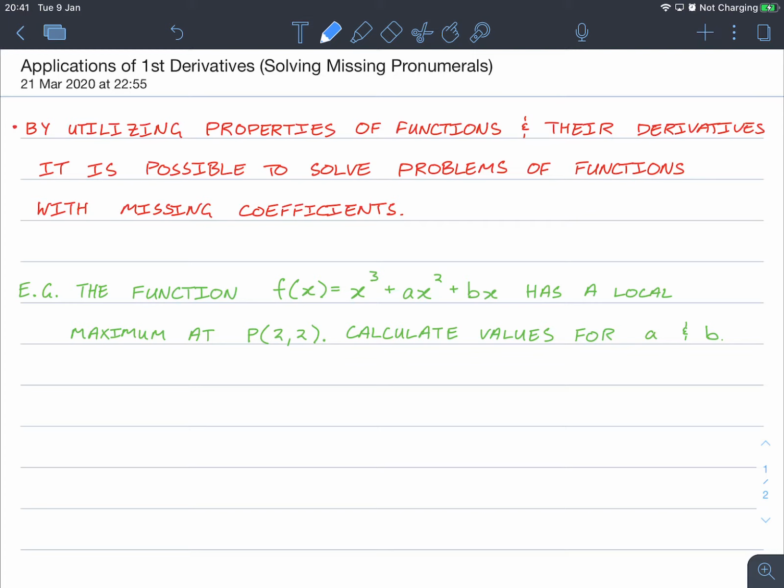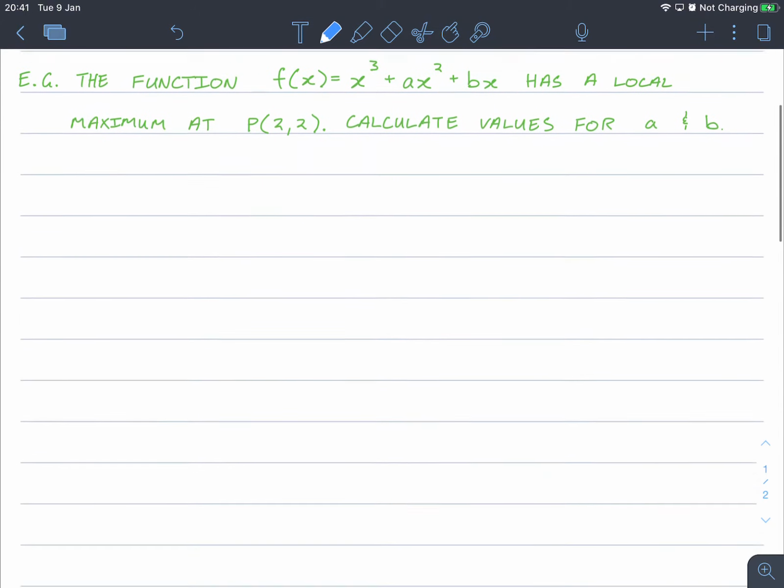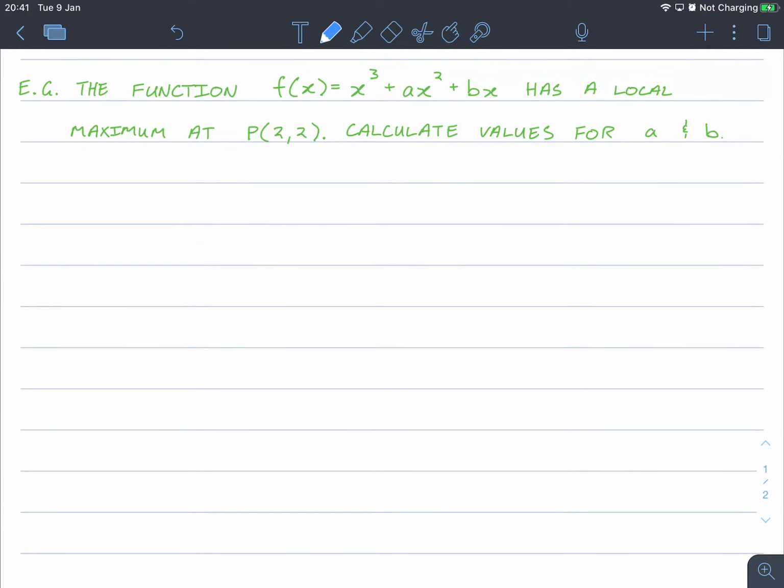In this video we'll be using the first derivative to solve missing pronumerals. By utilizing properties of functions and their derivatives, it is possible to solve problems of functions with missing coefficients. So let's get straight to an example here.